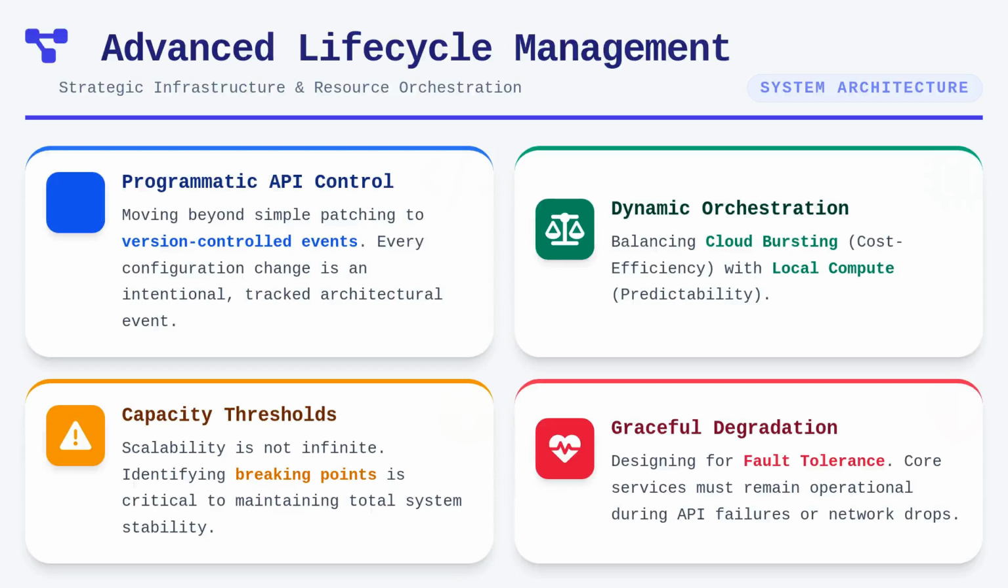When we integrate these systems, we naturally introduce complexities that necessitate a rigorous approach to fault tolerance. If an API call fails or a network link between the two environments drops, your architecture must be designed to fail gracefully, ensuring that your core service remains operational despite the disruption.